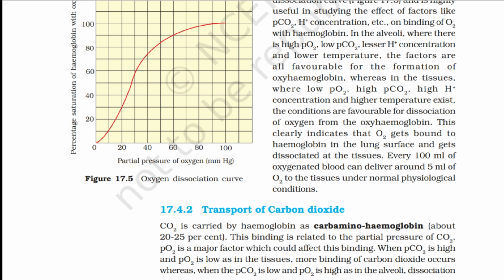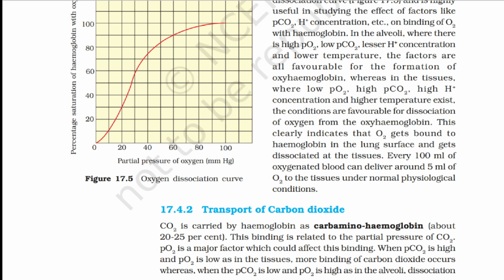This clearly indicates that O2 gets bound to hemoglobin in the lung surface and gets dissociated at the tissues. Every 100 milliliters of oxygenated blood can deliver around 5 milliliters of O2 to the tissues under normal physiological conditions. Transport of carbon dioxide. CO2 is carried by hemoglobin as carbaminohemoglobin, about 20 to 25%. This binding is related to the partial pressure of CO2. PO2 is a major factor which could affect this binding.